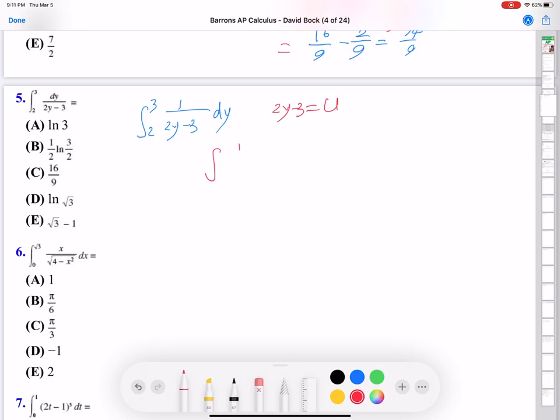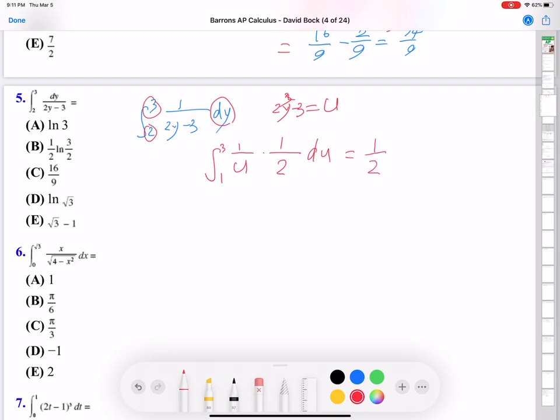Integral 1 over u, and then change dy to du. How? 1 over the derivative of the u part, which is 2 in this case, times du. Change these numbers to u values, right? If y is 2, then u is 1. If y is 3, then u is 3. So 1 to 3, and then 1/2 is the coefficient.